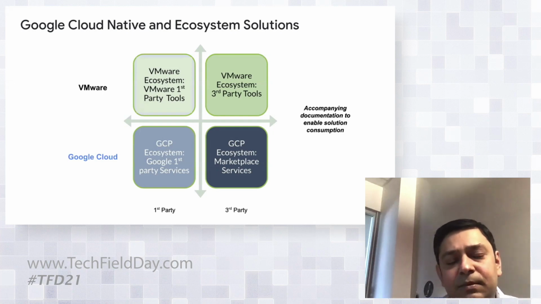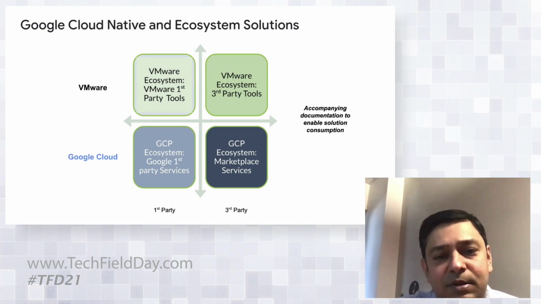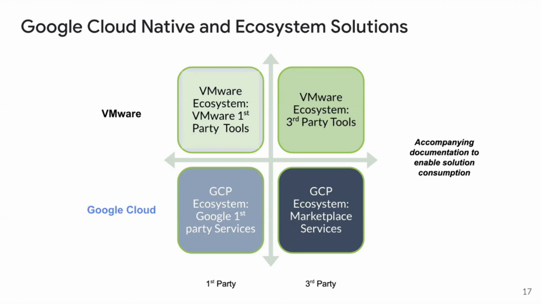So to structure our discussion, I use this framework to think about the various kinds of ecosystem tools. This is a 2x2 which shows 4 quadrants. The bottom 2 quadrants are Google first-party services and Google Marketplace services, essentially Google ecosystem. And the top 2 quadrants are the VMware first-party tools and the VMware ecosystem. Now, we are going to cover example integrations in each of these categories to give you a flavor of what we are enabling along with Google VMware Engine.